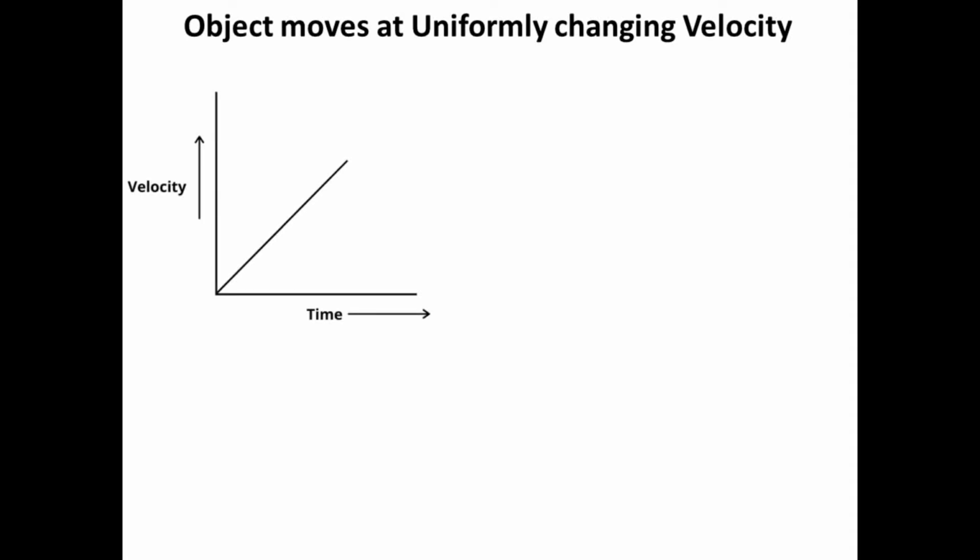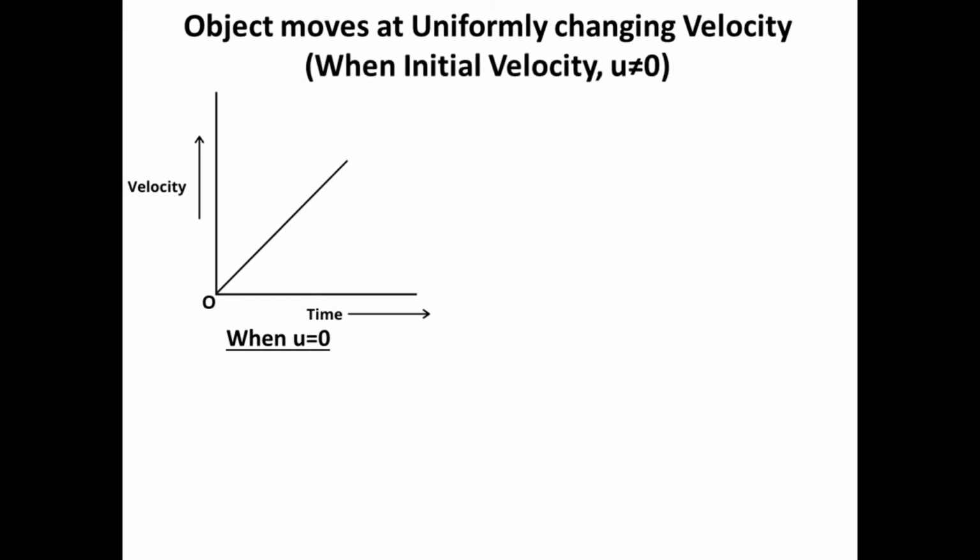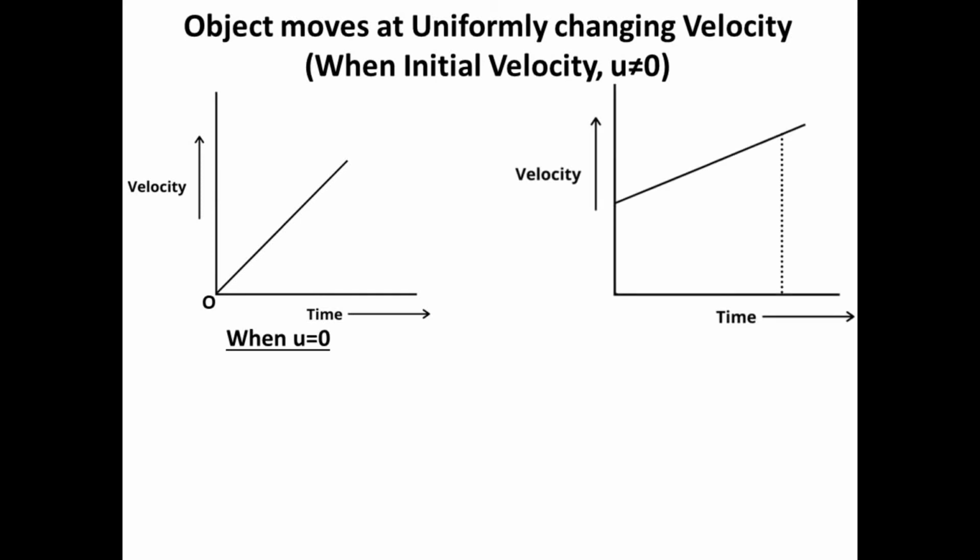Till now, we have learned that the velocity time graph for the object moving with uniformly changing velocity is a straight line. This graph starts from origin O. That means in this case initial velocity u is 0. But if the initial velocity is non-zero, that is u is not equal to 0, then the velocity time graph in that case will be this.